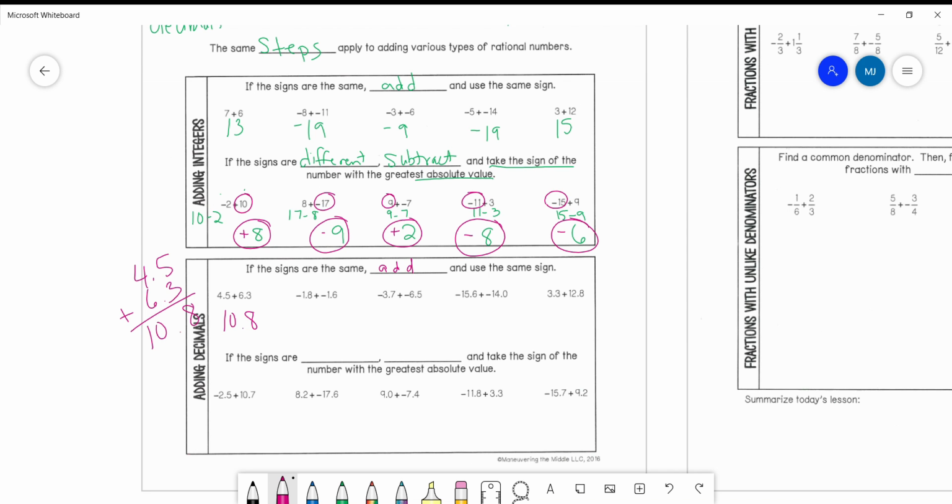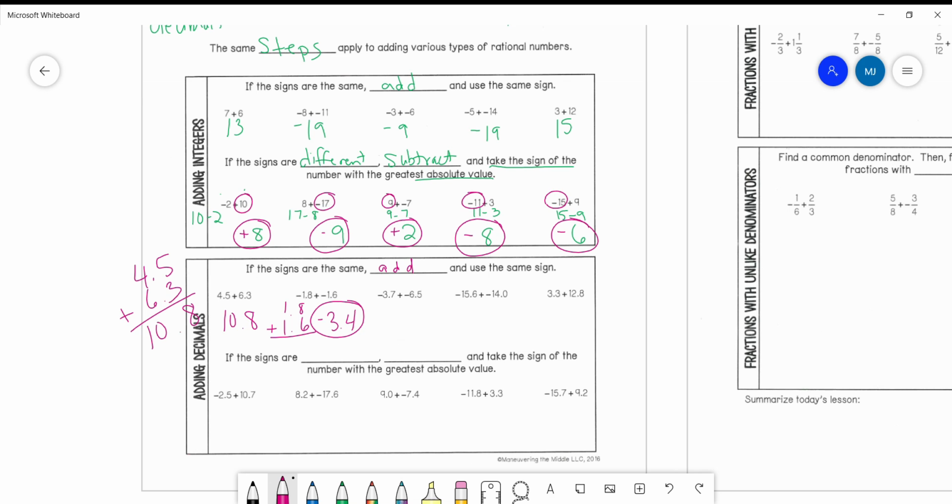Okay. The next problem, negative 1 8/10 plus negative 1 6/10. The signs are the same. They're both negative, so we're just going to add those values together. If you're doing it by hand, line them up like this. Keep that negative sign. If both of them are negative, the answer is also negative.